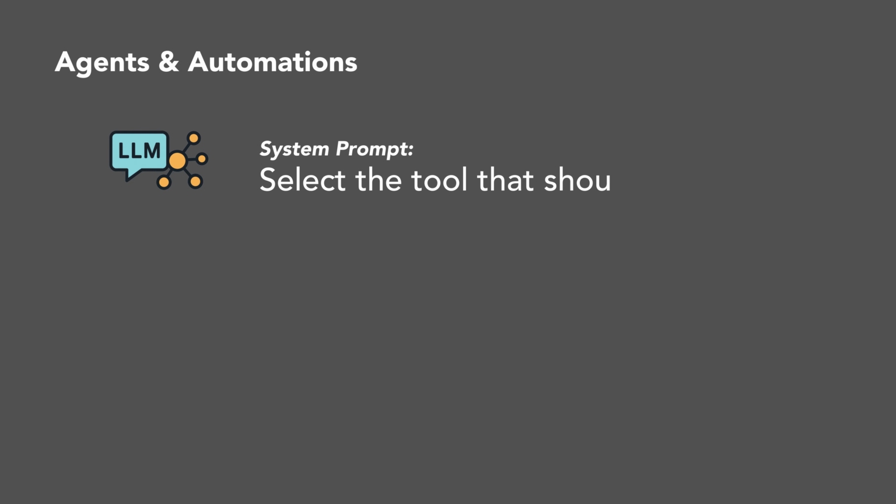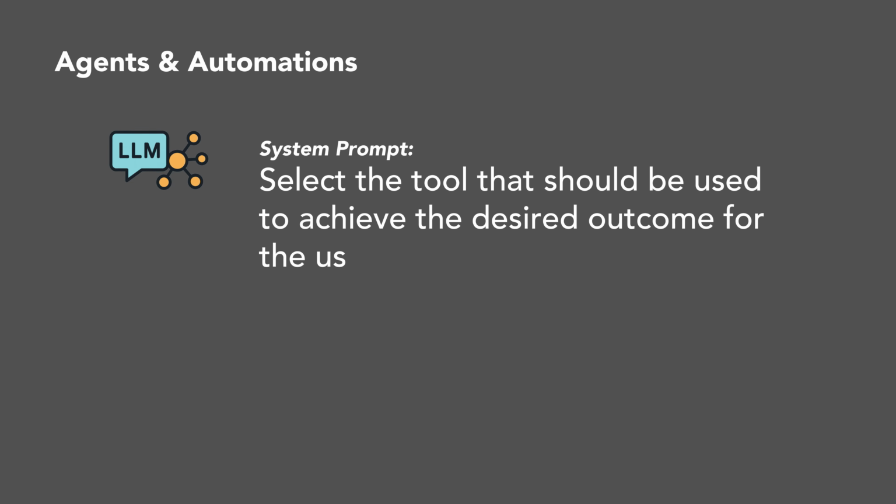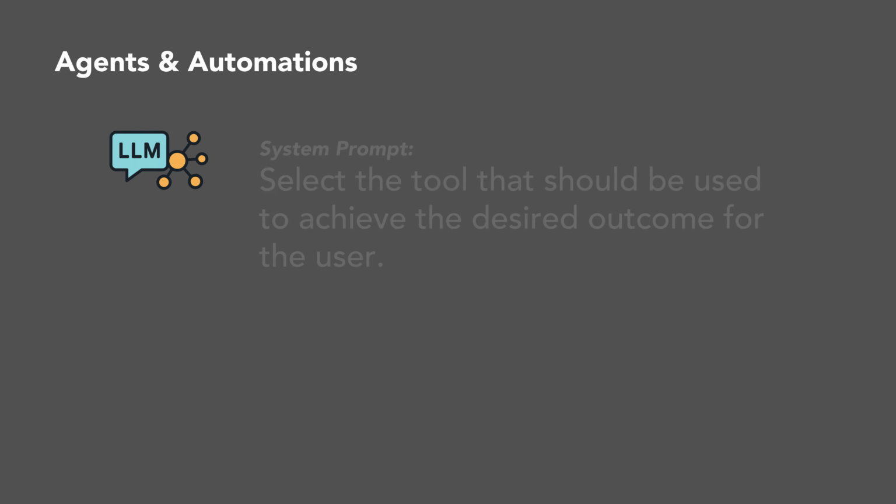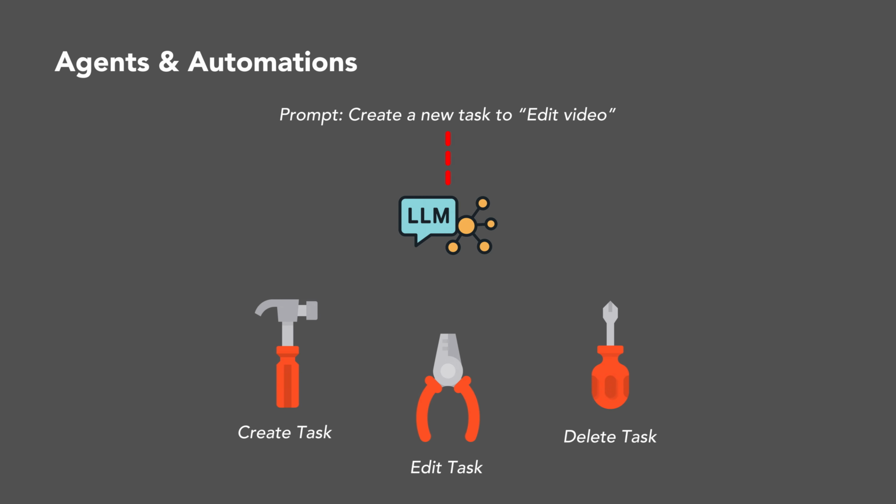For example, you could prompt an LLM to select the tool that should be used to achieve the desired outcome for the user. In this case, it would select the Create Task tool and then use it to create the task. You can use agents to create tools like chatbots, or you can integrate them into automated processes.